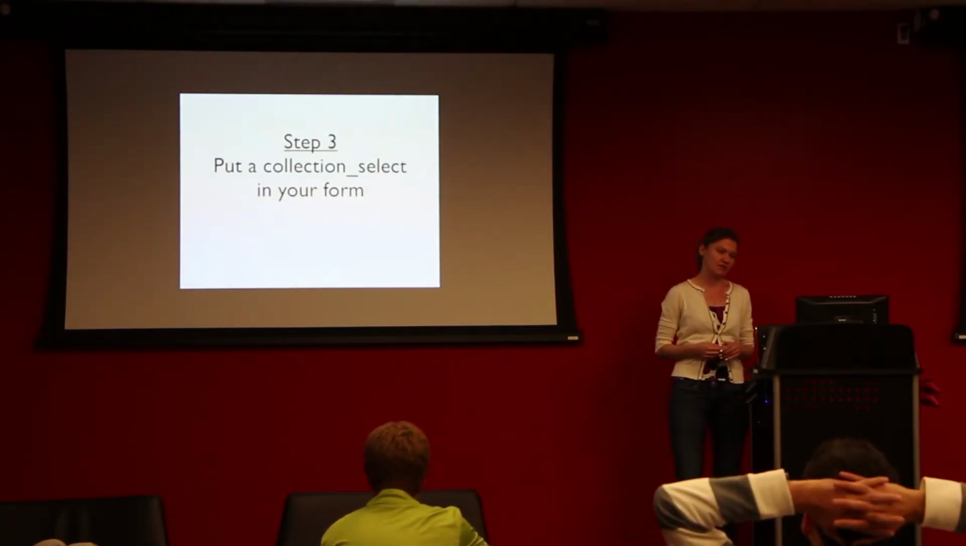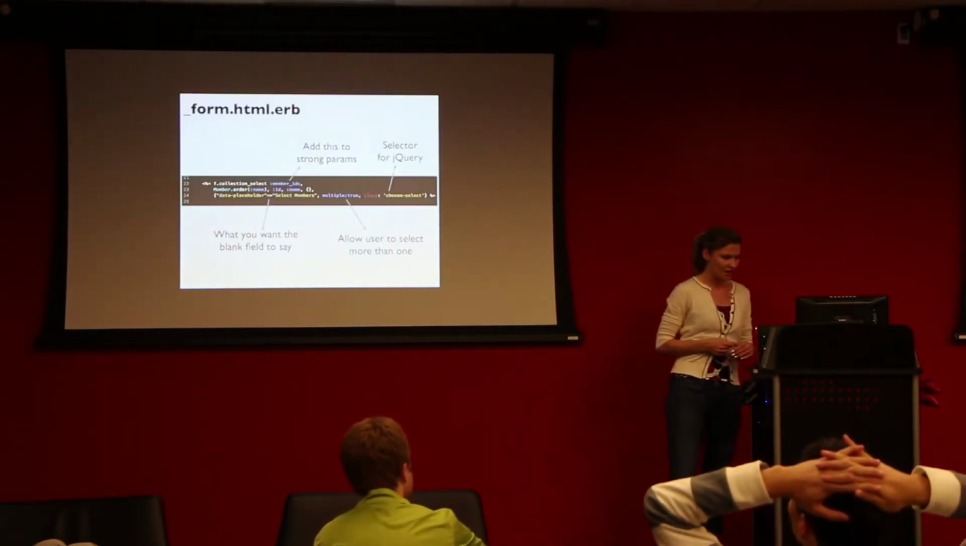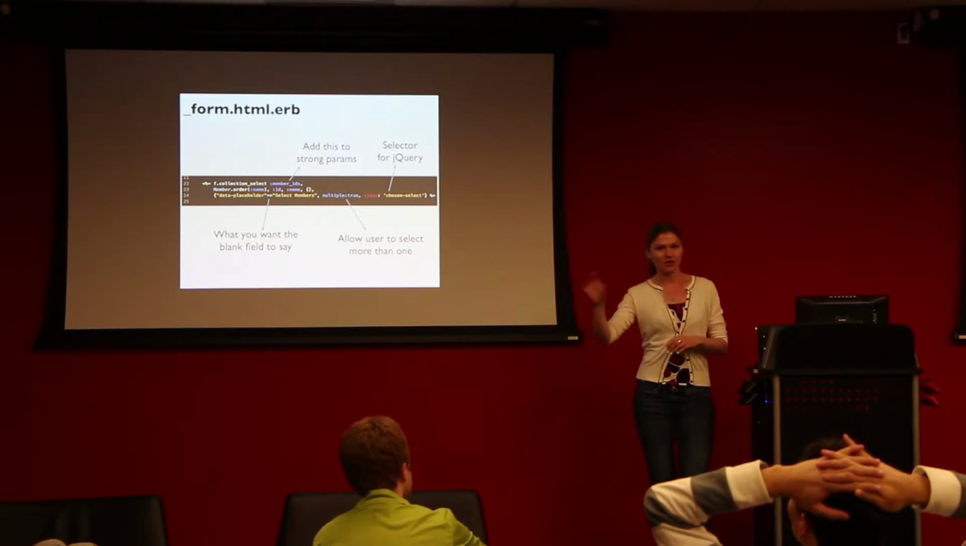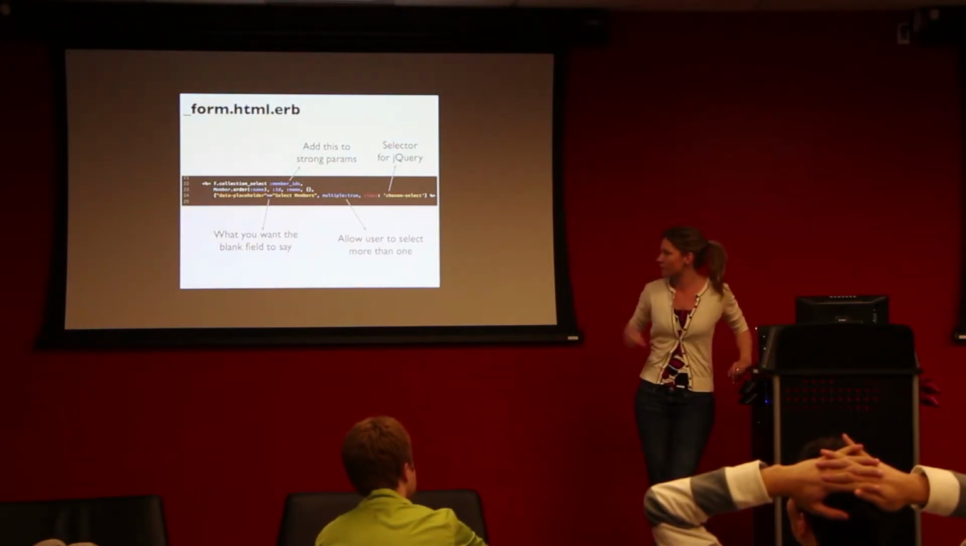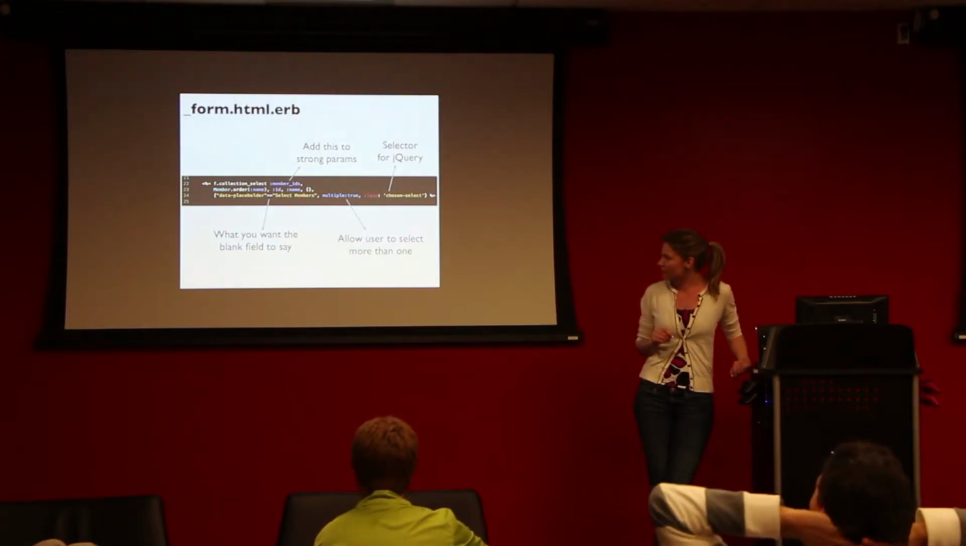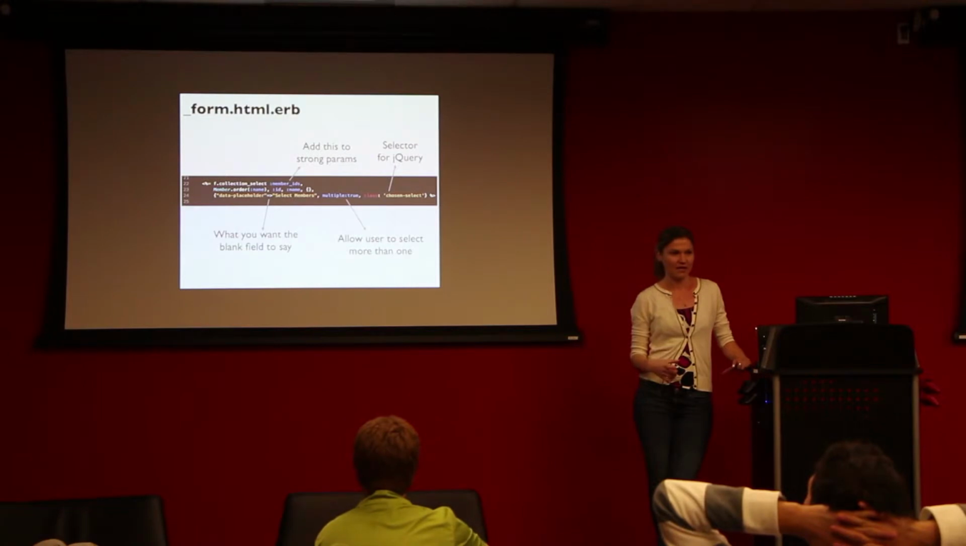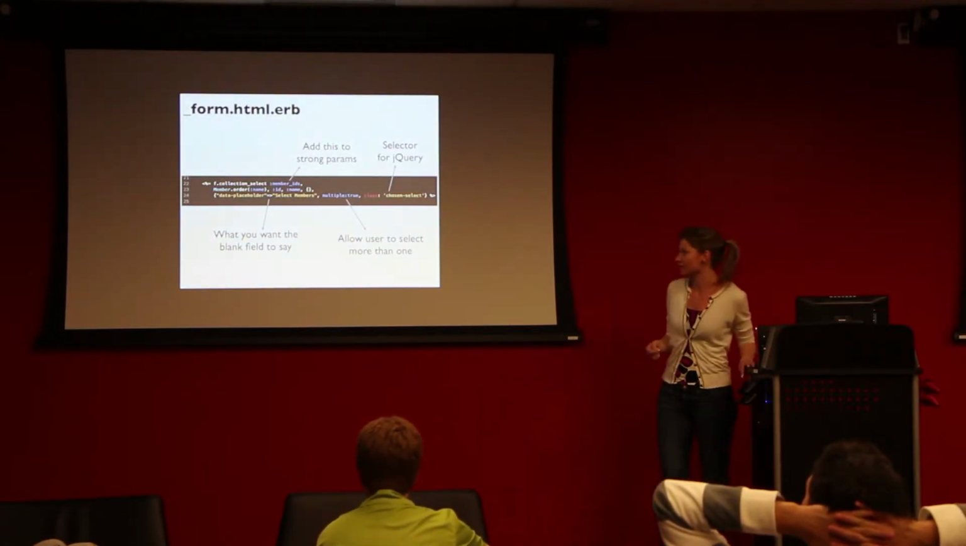Step 3 is that you need to put a collection select in your form. So that looks like this. The example that I'm using is clubs and members. So this is a form that will create a new club, and where it says member IDs, that's an array that you'll add to your strong params, and we'll get to that in just a second.